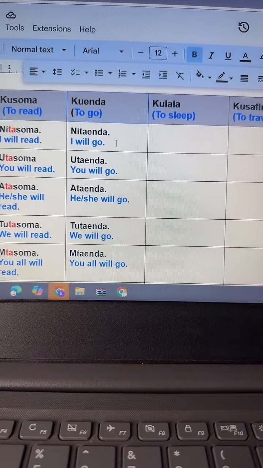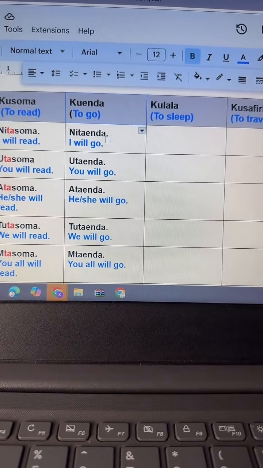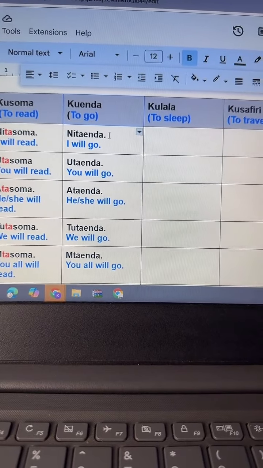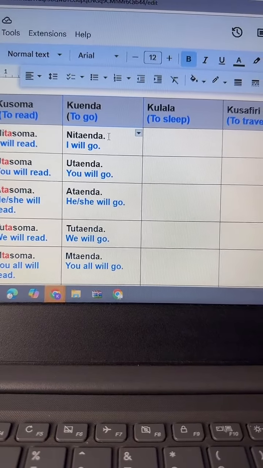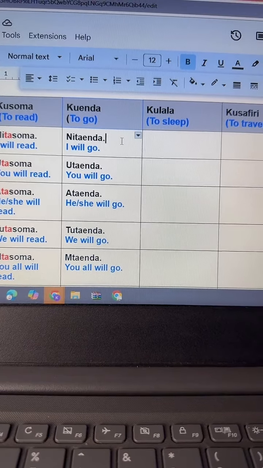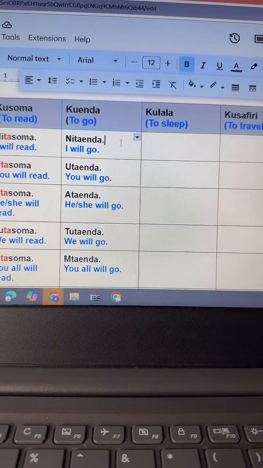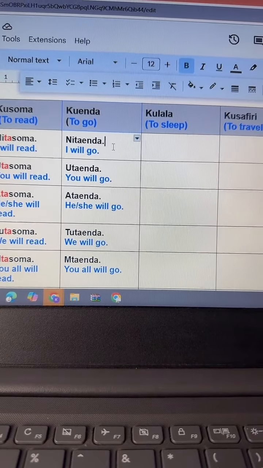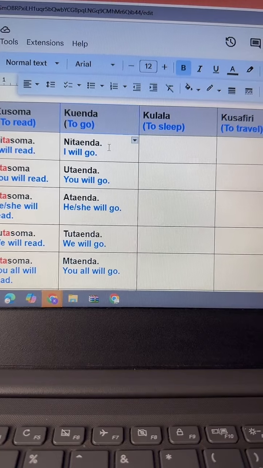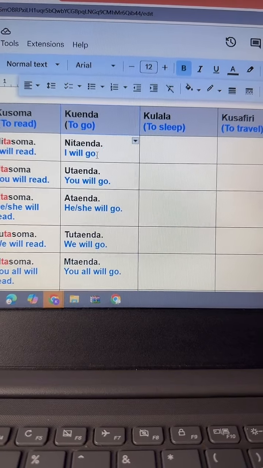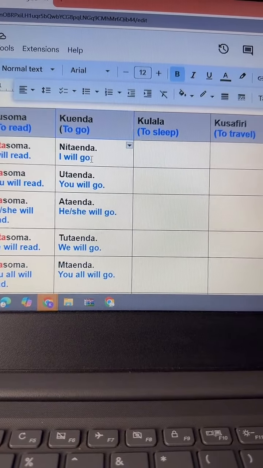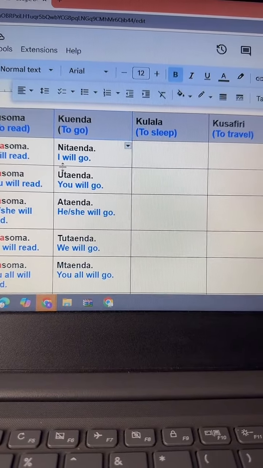I'm just giving you the framework. You can make these sentences better by adding more words. For instance, you can say, nitaenda Somalia, I will go to Somalia. Or nitaenda America, I will go to America. Nitaenda nyumbani, I will go home. Nitaenda shuleni, I will go to school. Nitaenda sokoni, I will go to the market. So don't just say nitaenda, okay? You can make your sentence better.